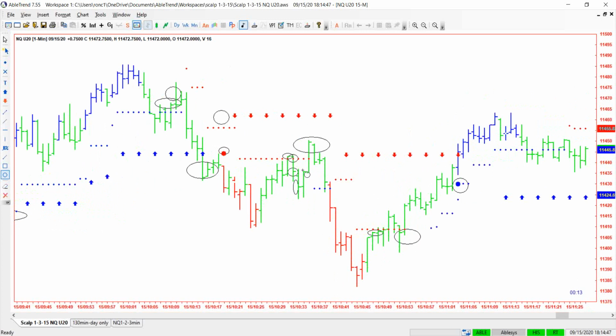How about this one? No, it didn't touch the red dot. How about this one? No, that didn't touch the red dot either. How about this one? Losing trade. Hits the blue dot, closes right above it. Just put your stop just a couple points under the blue dots. That's what we're going to do.